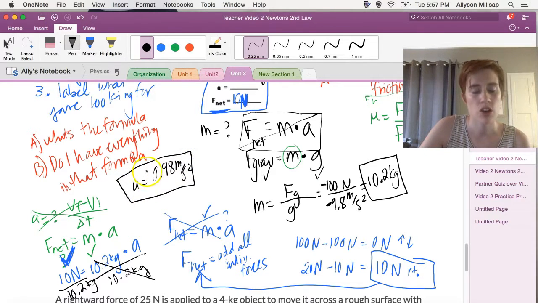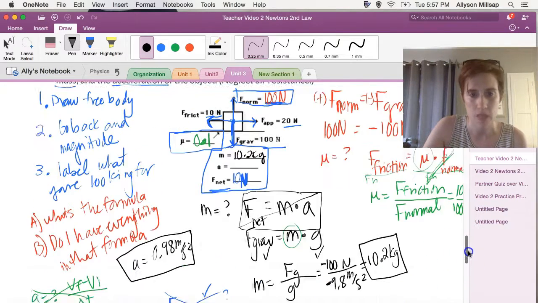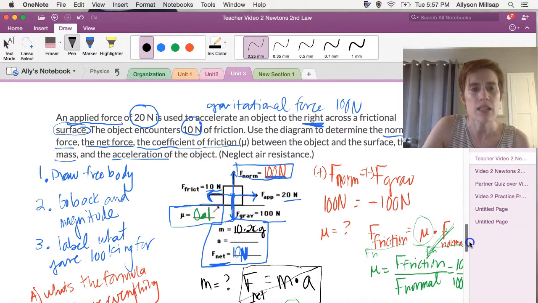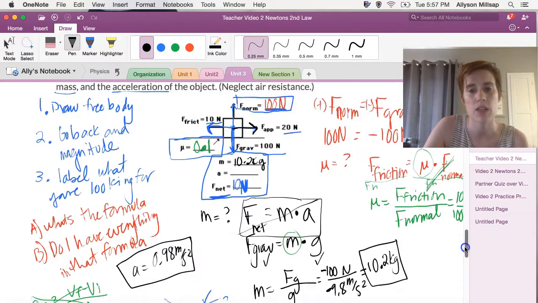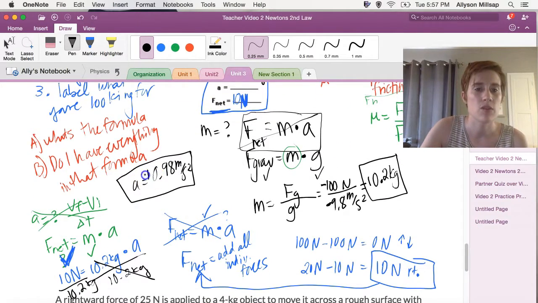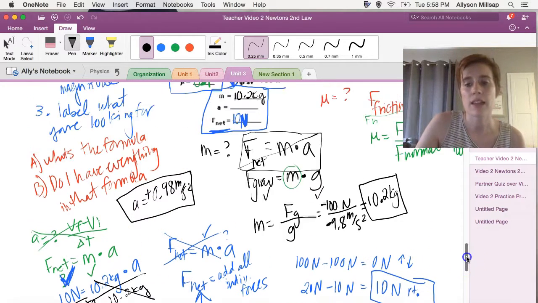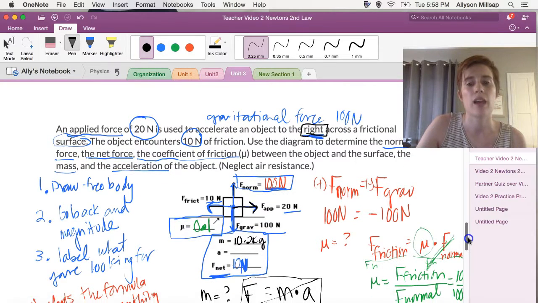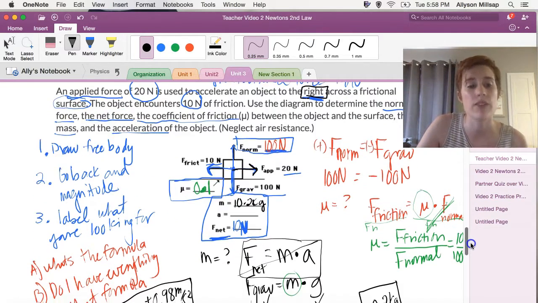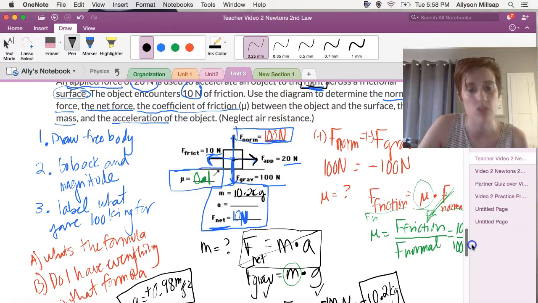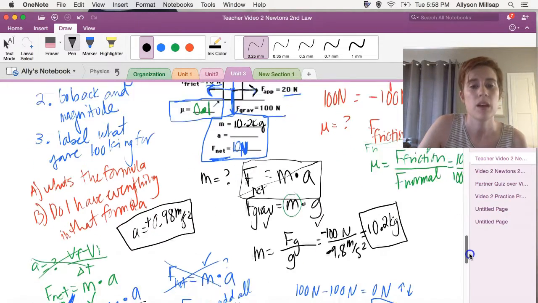Make sure your acceleration is the correct sign. I'm going to double check. It says the object is moving to the right, and it's speeding up to the right. So if it's moving to the right and it's speeding up, then the acceleration should be to the right. So it should be in a positive direction, and it is. So I did it correctly. That is an example of a force problem. You have to take your time. You have to do all of the steps. If you miss the steps, then you're going to struggle with the problem.